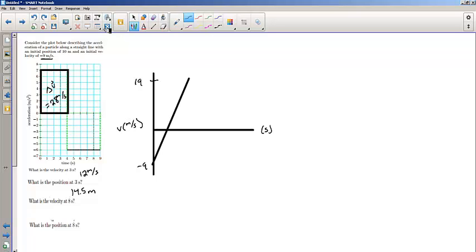Now we need to think about the area from 4 seconds to 8 seconds. Calculating the area of that curve, 4 times -6, gives an area of -24. So that's going to take us from 19 minus 24 meters per second, takes us all the way down to 5.